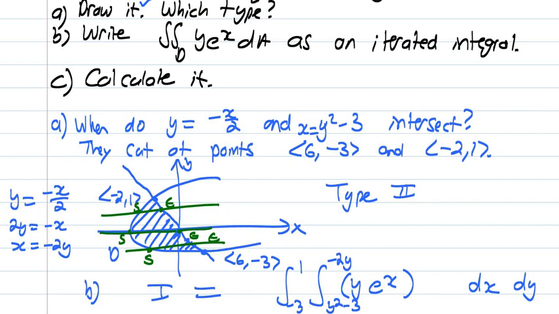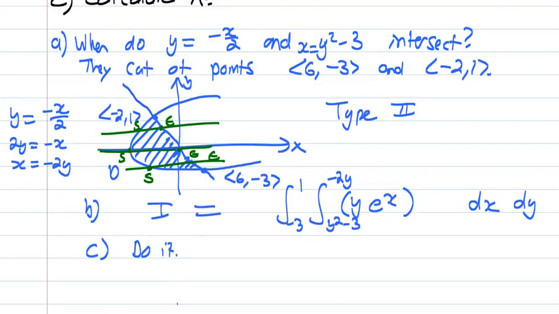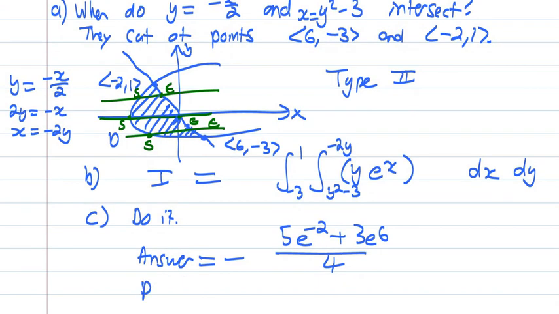So if you want to write it as an iterated integral, it is the integral from minus 3 to 1, the integral from y squared minus 3 to minus 2y, of the integrand y e to the x, dx dy. And this is it written as an iterated integral. Now the next part is the calculation. I want you to do it and see if you get the answer minus 5e to the minus 2 plus 3e to the 6 over 4. If you get stuck, read page 129.